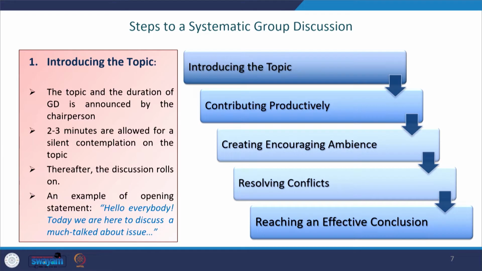Now, when you are going to open a discussion, how to open a discussion? Please see that you start with a sentence, and the sentence has to be very pleasing. Hello everybody, today we are here to discuss a much talked about issue, and then perhaps you can repeat the topic. But in many situations, since the chairperson has already announced or written it, there is no need to repeat it. Because you have less time, there is a time regulation also. So, you have to start discussing.